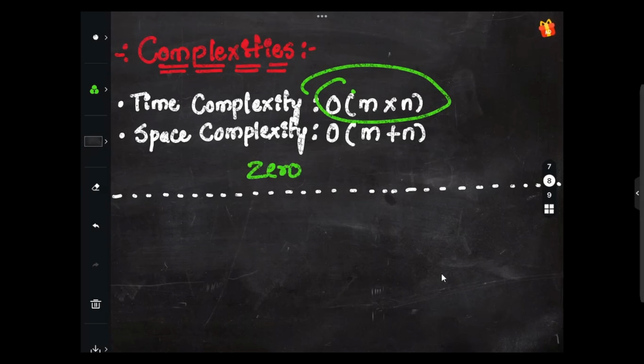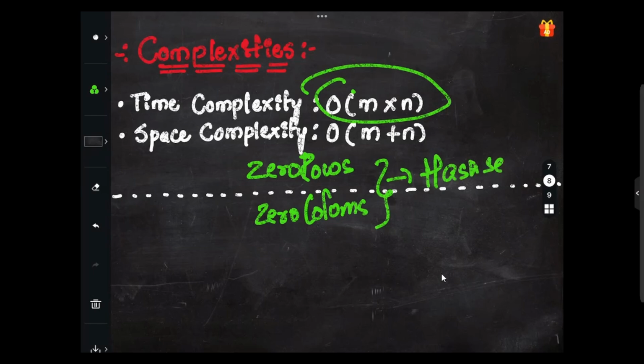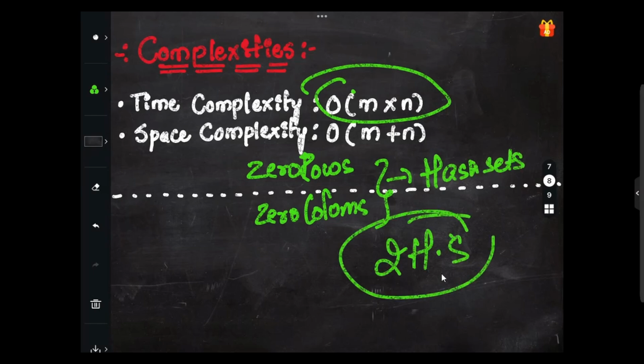So 0 rows, whatever we discussed in this approach, 0 rows and 0 columns. I was repeating this again and again, right? 0 rows and 0 columns, we are storing this in the hash sets. When I say hash sets, we will be making use of 2 hash sets. So we are storing 0 rows and 0 columns using hash sets, nothing but the 2 hash sets.